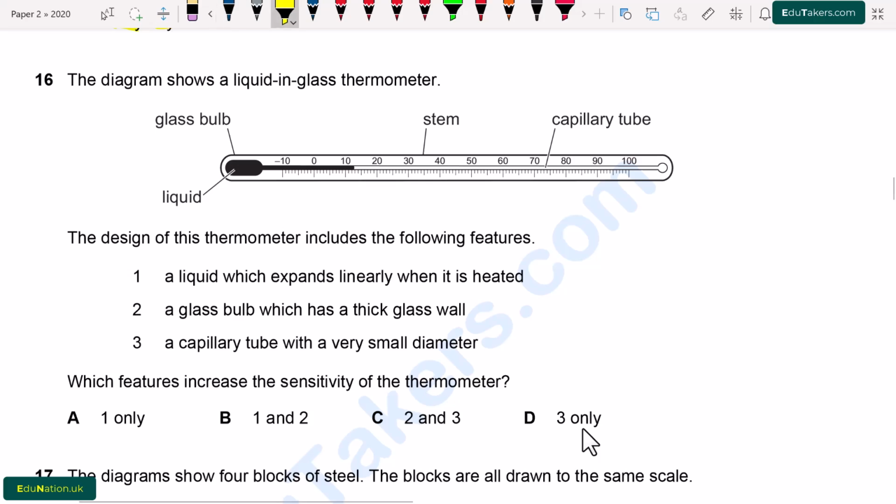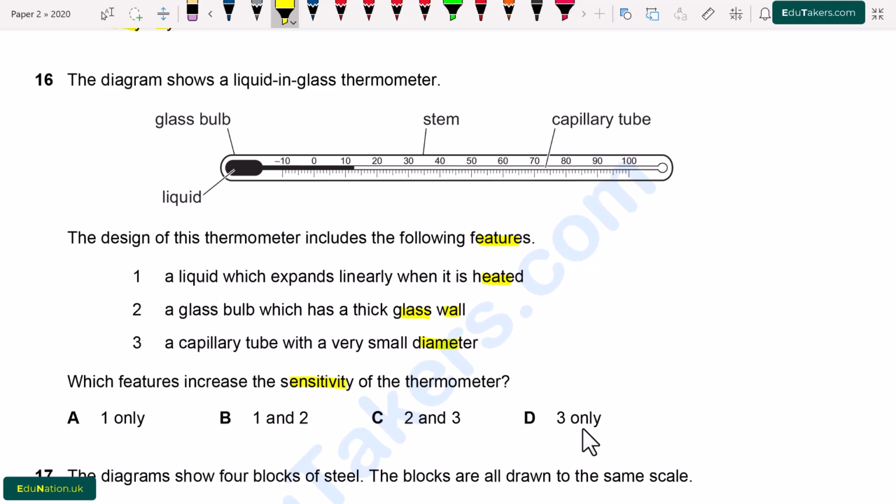Question number 13. The diagram shows the liquid in glass thermometer. The design of this thermometer includes the following features. 1. A liquid which expands linearly when it is heated. 2. A glass bulb which has a thick glass wall. 3. A capillary tube with a very small diameter. Which features increase the sensitivity of the thermometer?